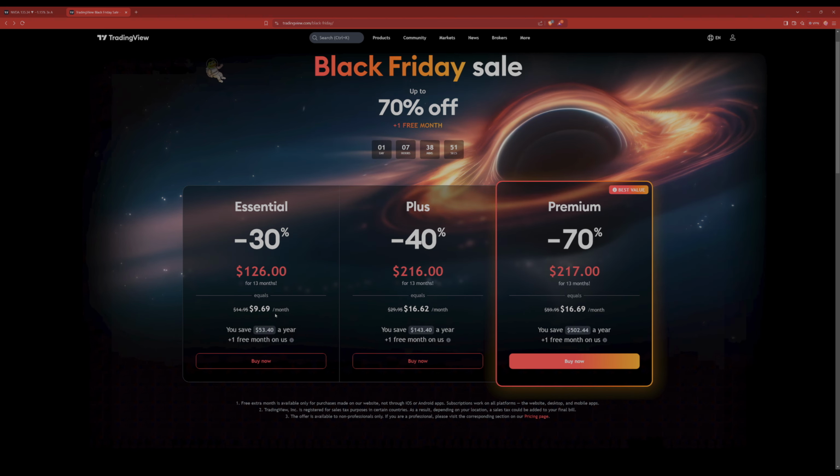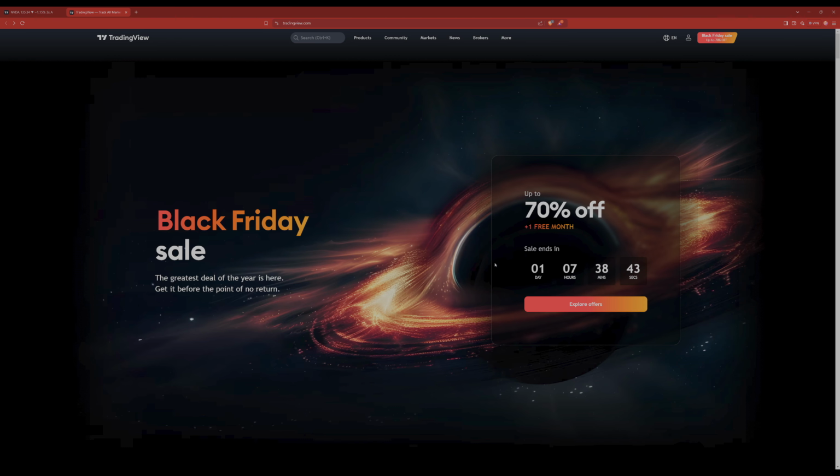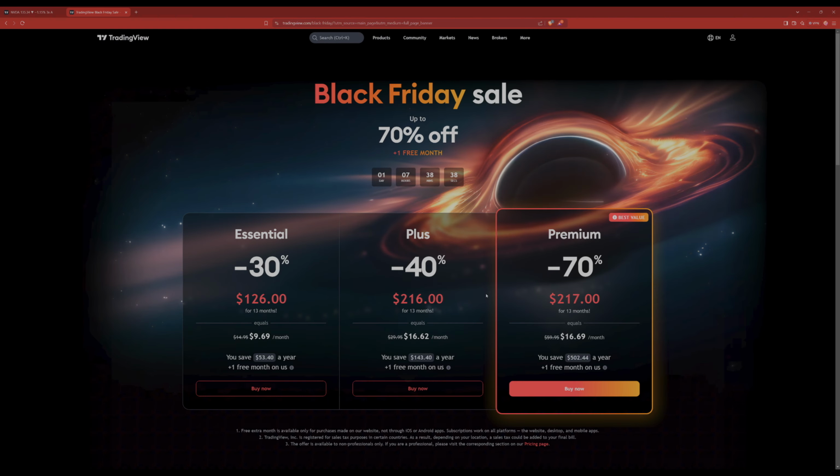You can pay monthly. Or there you go. Oh, wait. So you gotta sign in. Explore offers. Anyways, I suggest taking advantage of these deals because they're pretty good. For 13 months, that's way cheaper than I'm paying. I might even take advantage of this. Oh, that's the essential. I want them to show what it has.